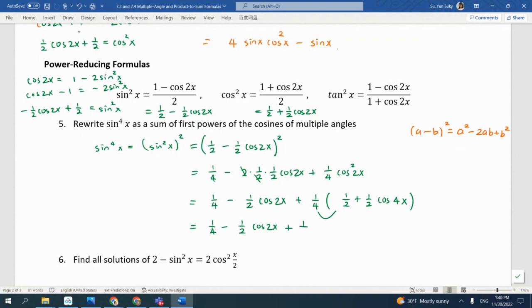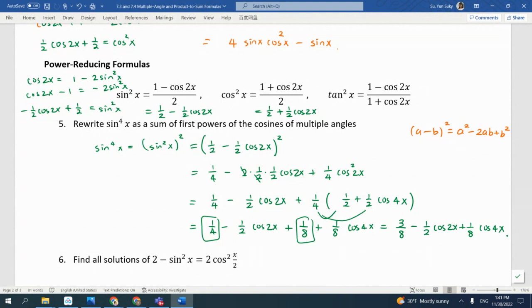4 times 2? 8. And then also 1/8 cosine 4x. Can I combine the constant 1/8 plus 1/4? Yeah, 3 over 8. So 3 over 8 minus 1/2 cosine 2x and plus 1/8 cosine 4x.